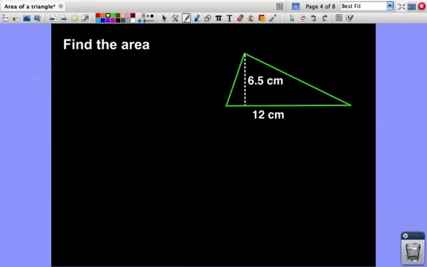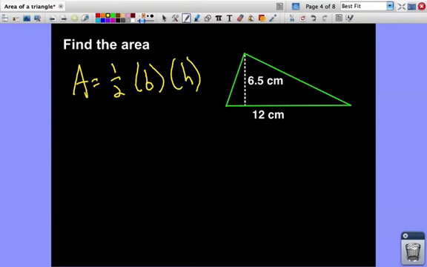Now I've got a different looking triangle here. If we notice, I again have my perpendicular height right here, and I'm told that it is 6.5 centimeters, and then I have my base of 12 centimeters. So area equals 1/2 times the base times my height. Now let's plug it all in. Just because there's a decimal, it doesn't mean any part of the problem changes. I still go through all the steps. So 1/2 times 12 times 6.5.